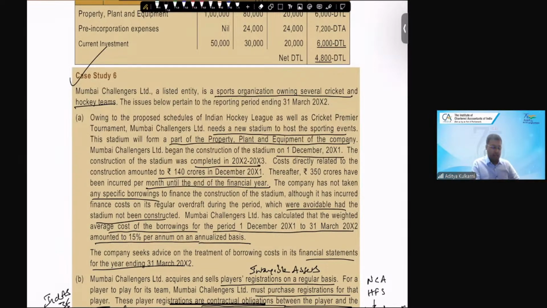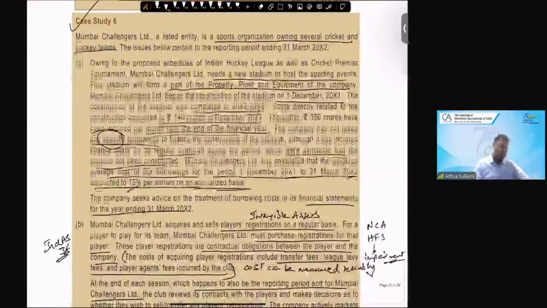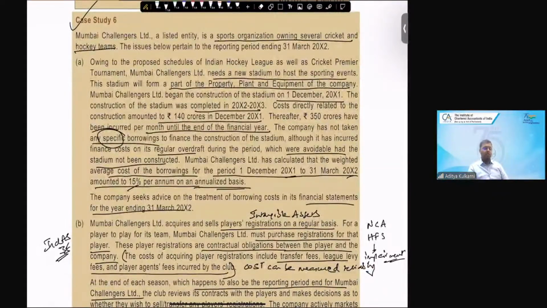The company has not taken any specific borrowings to finance the construction, although it incurred finance costs on its regular overdraft during the period, which were avoidable had the stadium not been constructed. Mumbai Challengers has calculated that the weighted average cost of borrowings for the period 1st December X1 to 31st March X2 amounted to 15% per annum on an annualized basis. Company seeks advice on the treatment of borrowing costs in its financial statements for the year ending 31st March 20x2.